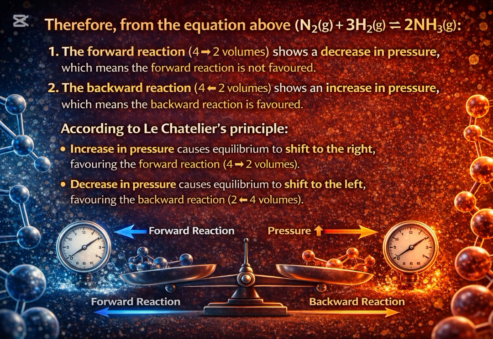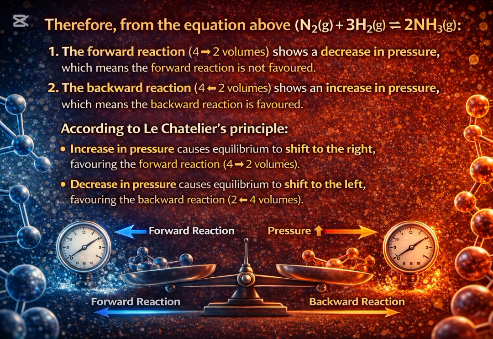Then the B, the backward reaction, which shows 2 going to 4. 2 going to 4 volumes shows an increase in pressure, which means the backward reaction is favored. So we have to look at from 2 to 4 now. It means that if the product side, which has 2 volumes, is smaller than the reactant side, which has 4 volumes, it means there is more pressure that forced the product to go to the reactant side. Backward reaction is favored. Now, according to Le Chatelier's principle, increase in pressure causes equilibrium to shift to the right, favoring the forward reaction.